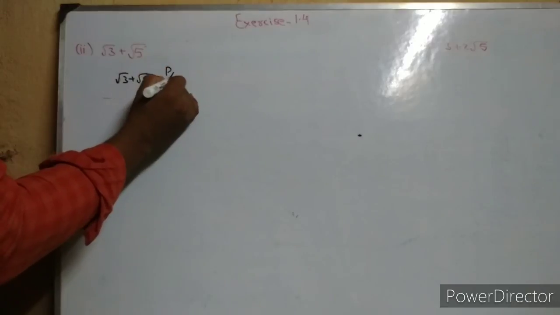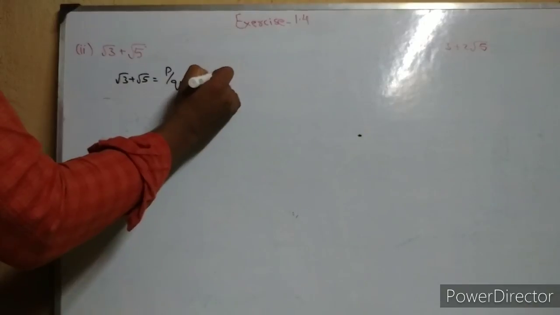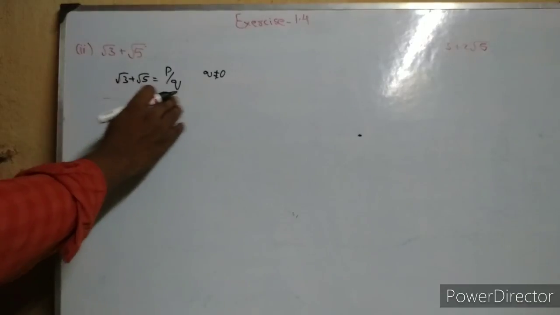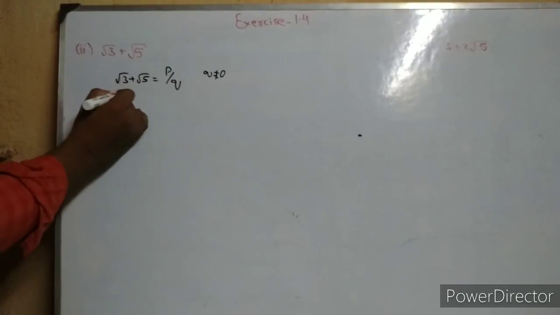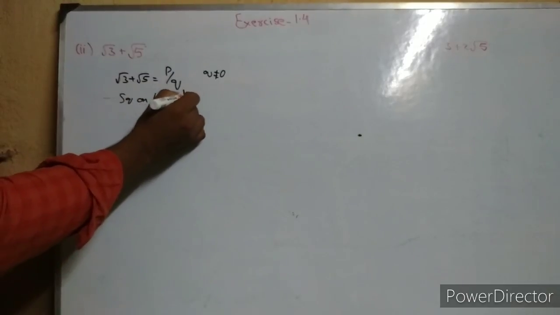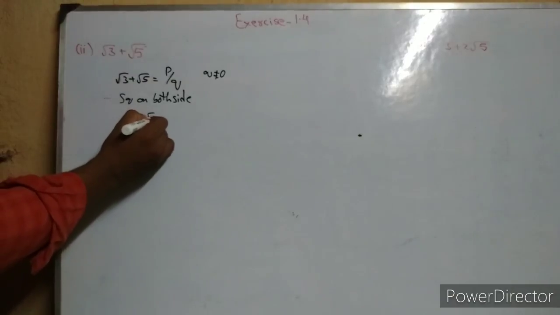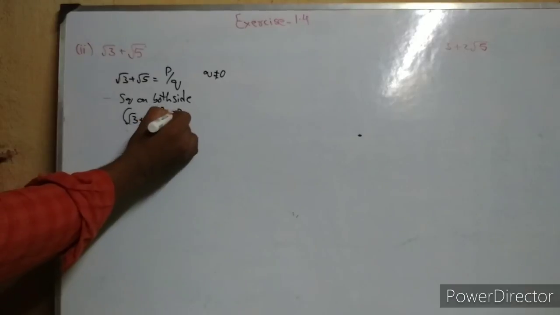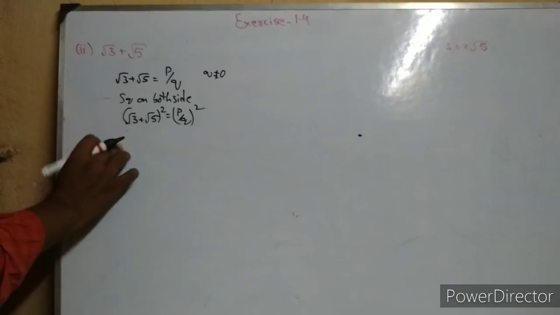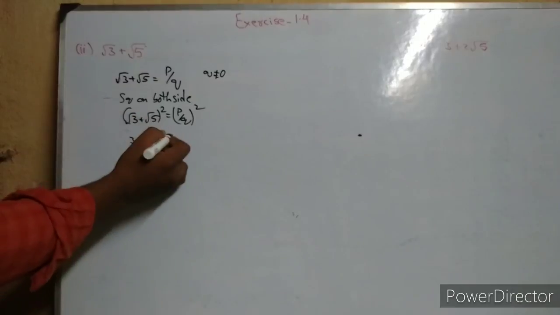Rational numbers are in the form of p by q, where q is not equal to 0, right? So p by q form. Squaring on both sides will result in the (a plus b) whole square formula. (√3 plus √5) whole square is equal to (p by q) square. So √3 square is 3, √5 square is 5, plus 2 √3 into √5.